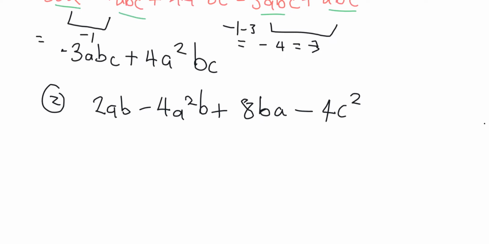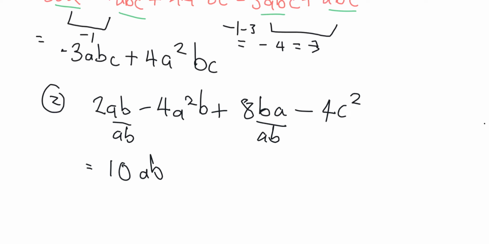Yes, we have like terms, remember, because this is the same as AB, and this is also BA, the same as AB. So those two are like terms. Now we can start with them. So you're going to have 2 plus 8. What is 2 plus 8? It is 10. So you're having 10ab.